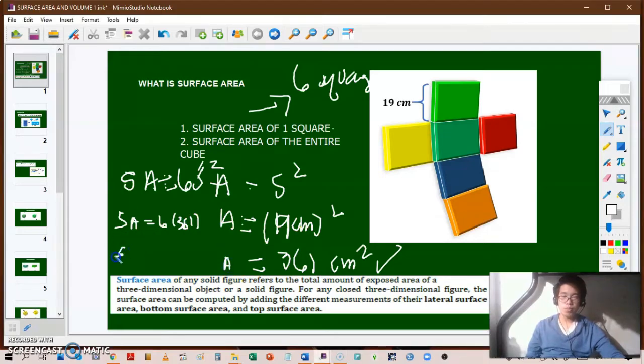So the surface area is equal to 6 times 361, and that's 2,166 centimeters squared. So the area of one square is 361 centimeters squared, and the surface area of the entire figure is 2,166 centimeters squared.